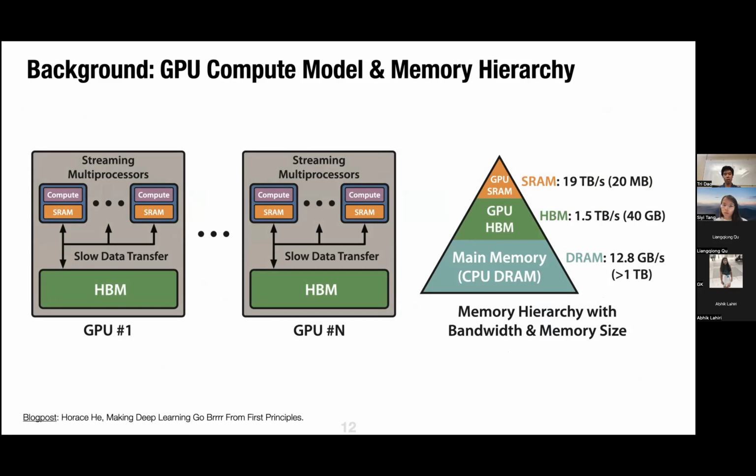But when you do computation, the input is loaded from the HBM to the compute unit and the SRAM, which you can think of as analogous to CPU cache. All the computation happens there, and then the output gets written back to HBM. It turns out this loading and writing of data to HBM is actually the bottleneck.